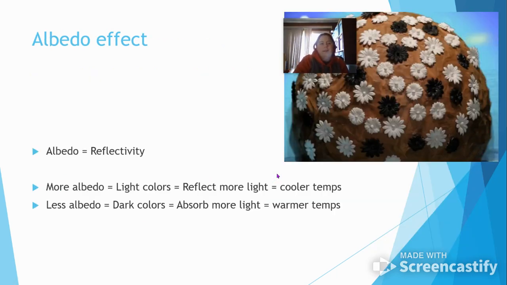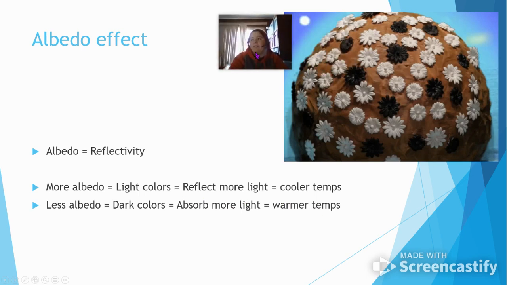Another part of this is the albedo effect. Albedo is just like a fancy word that talks about reflectivity. It's on a scale of like 0 to 1 or like 0 to 100%. So when you see it on the test, think about just replacing the word albedo with reflectivity. Something with more albedo is more reflective. These are light-colored things. They're going to reflect more light and usually lead to cooler temperatures.